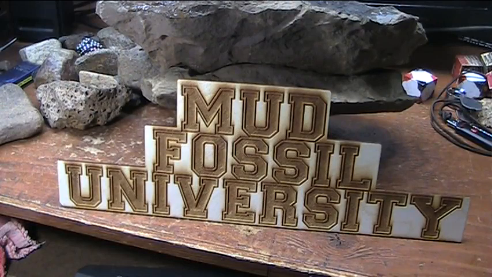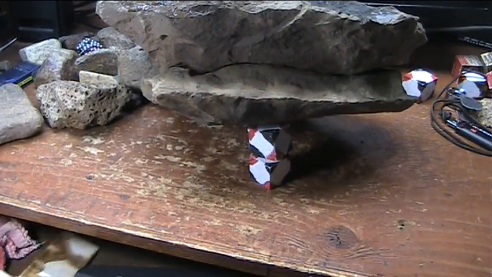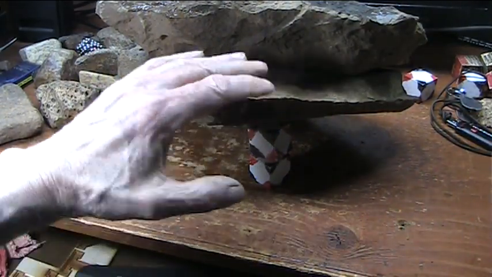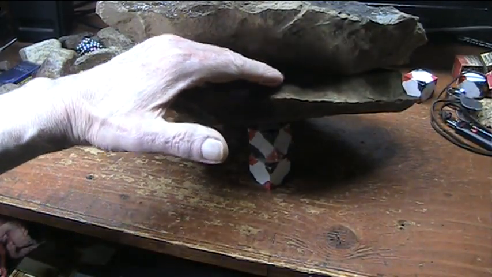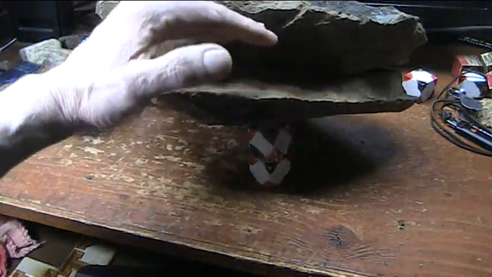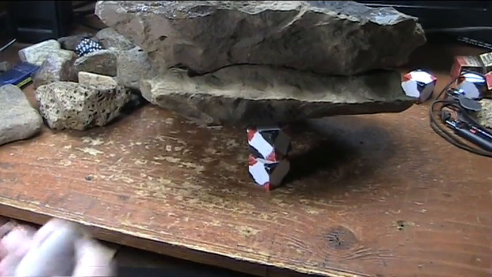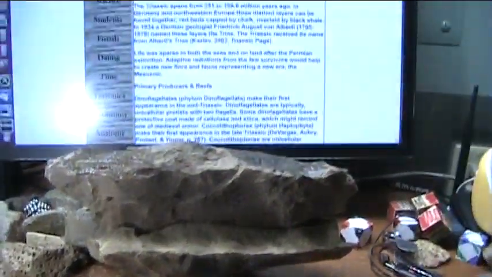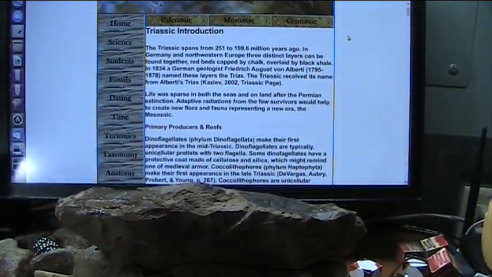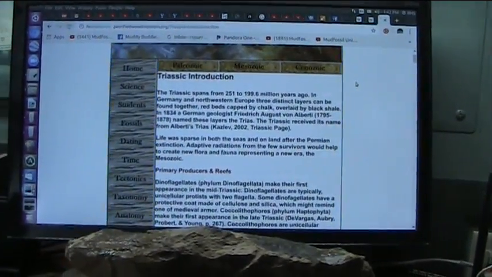Well, primarily it's called that because of red beds and then a chalk layer and then a black cap. Triassic. Now, what do we have here? And here's what they say. Let's look what they have to say about the Triassic. Now, here's what they say.